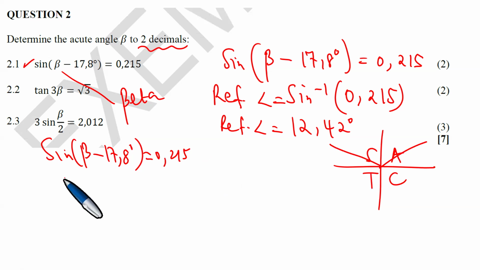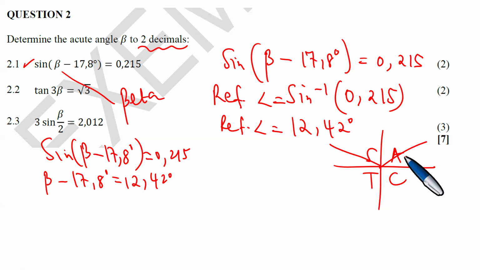Okay, and then when you get to this point, we write beta minus 17.8 degrees equals, so this one you would get the arc, which is 12.42 degrees, okay, which is an angle in the first quadrant, because 0 degrees here, 90 degrees there, 180 degrees here, 270 degrees there, and 360 degrees. Okay, there's certain things that are important here. Now, the 12.42 degrees, which is our reference angle, is an angle between 0 degrees and 90 degrees. It is an angle, therefore, in the first quadrant.